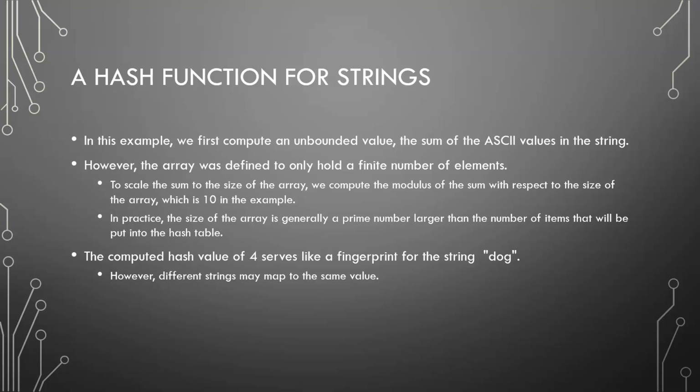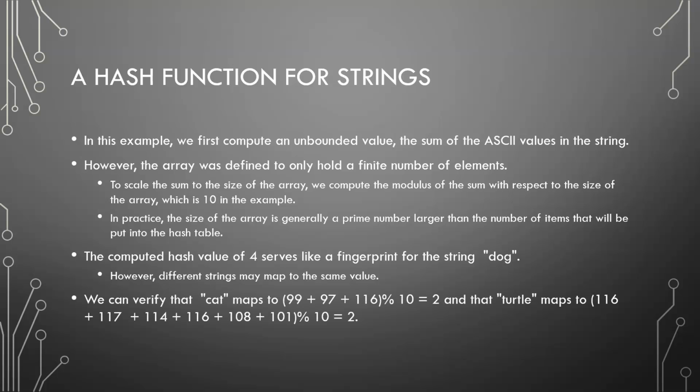Now the computed hash value of 4 will ultimately serve like a fingerprint for the string dog. However, different strings may ultimately map to that same value. Now we can verify another one, for example. Let's look at cat. We can verify that it maps to, you can see we got 99 plus 97 plus 116, mod 10 equals 2. All right, and turtle was another one. We did 116 plus 117 plus 114 plus 116 plus 108 plus 101. Take that sum, mod 10 again, and we get 2.